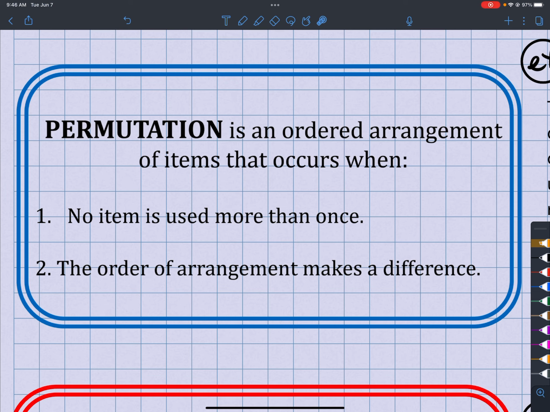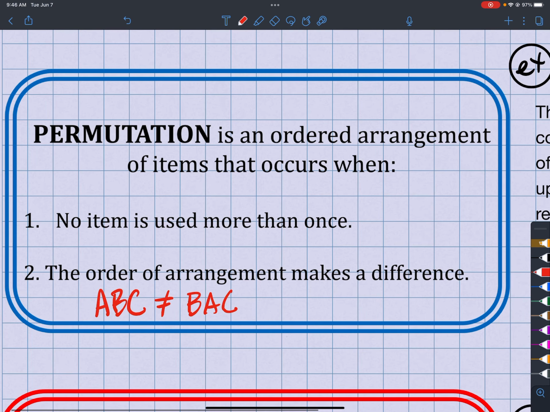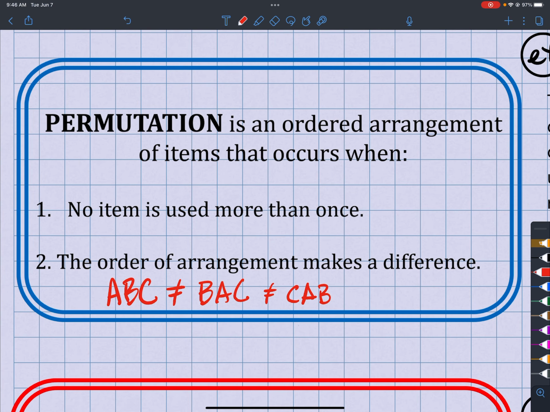All right, permutation is an ordered arrangement of items that occur when no item is used more than once, and the order of the arrangement makes a difference, meaning that ABC is not the same as BAC, because the order makes the difference, which is also not equal to CAB. Okay, so that's why the order makes a difference.